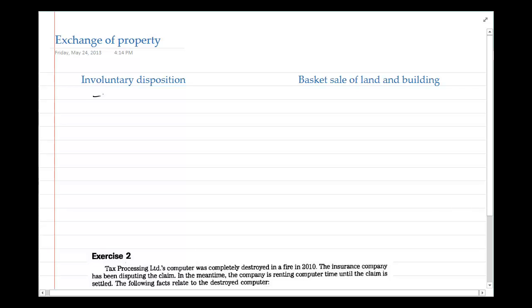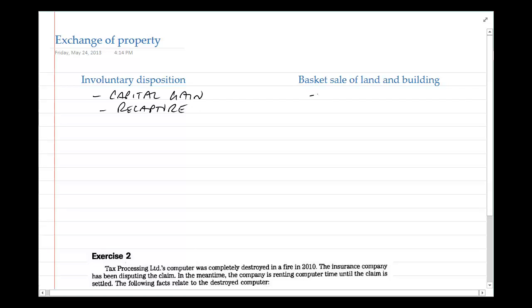involuntary disposition, which is, think of fire, theft, expropriation, things like that, it's possible that if you have insurance proceeds, you will have a capital gain and possibly recapture. And that will be taxable in the year.